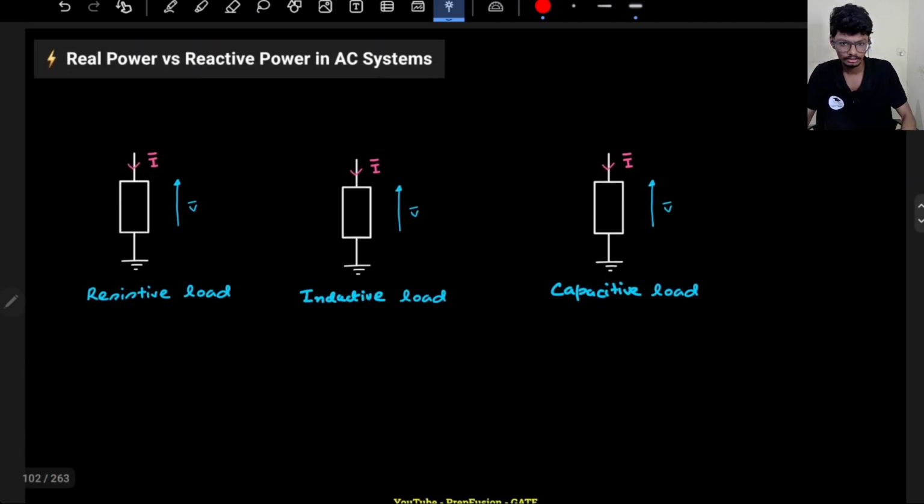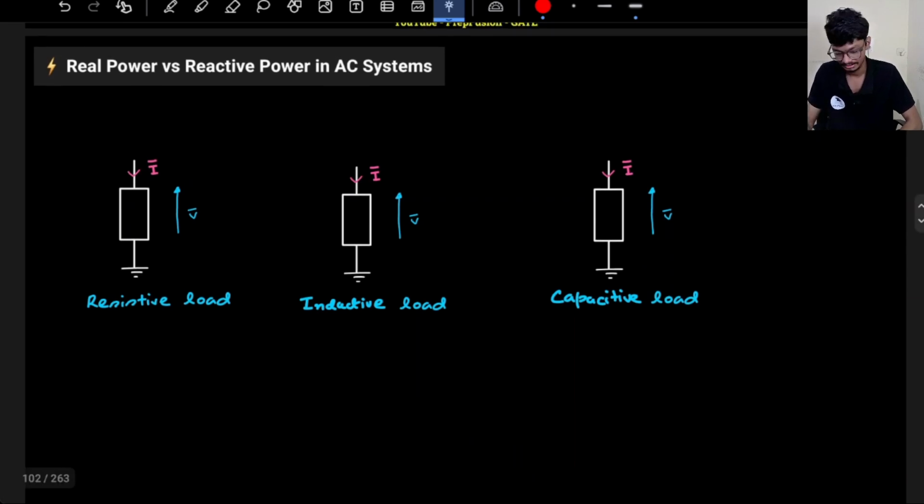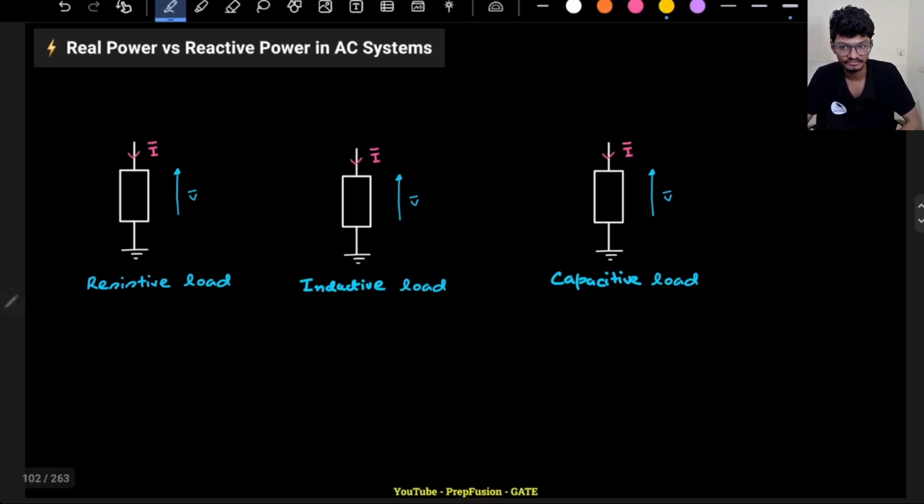Okay, so a few things you already know, I will just quickly go through the types of load. If I have a resistive load, what is the phase difference between the voltage and current? If voltage is along the reference, the current will also be in the same phase as the voltage, right? For a resistive load, the reactive power Q is zero. What is not zero? The real power will never be zero, right?